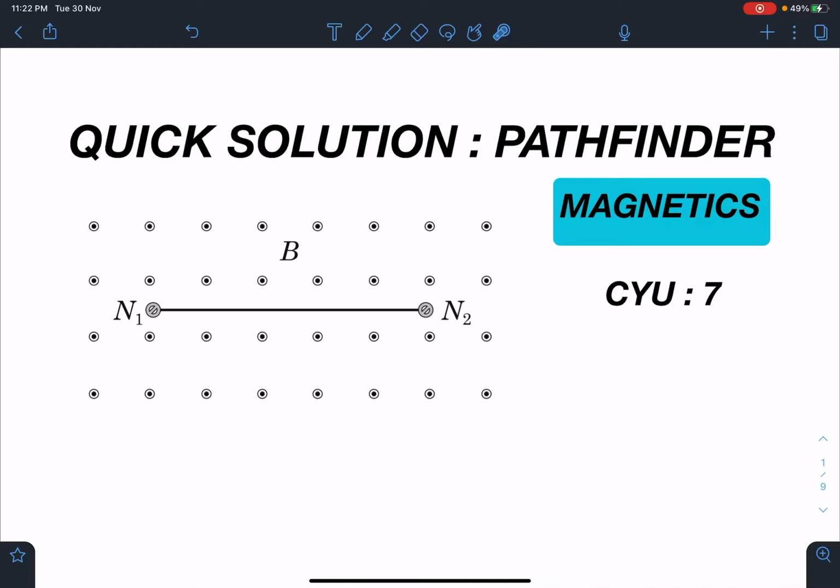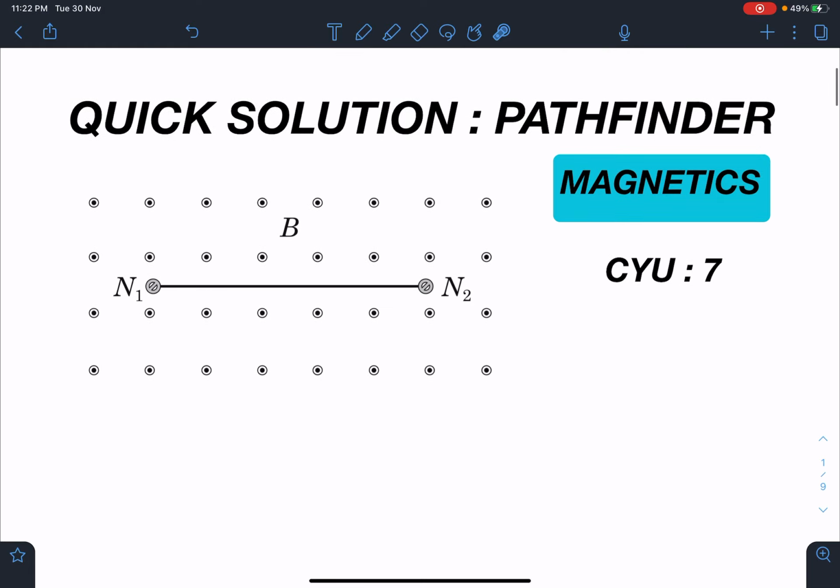Guys, this is Nitin here, and today I've come with a problem from Pathfinder. It is from magnetism CYU7. And it's a nice problem and pretty easy one also.